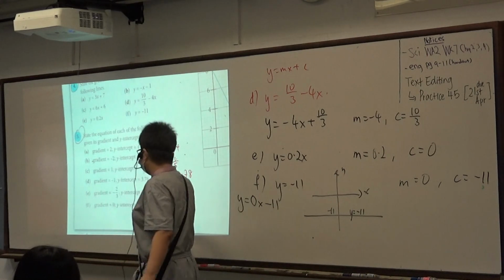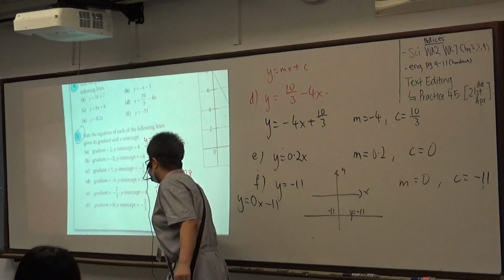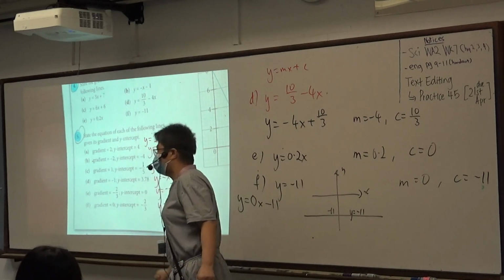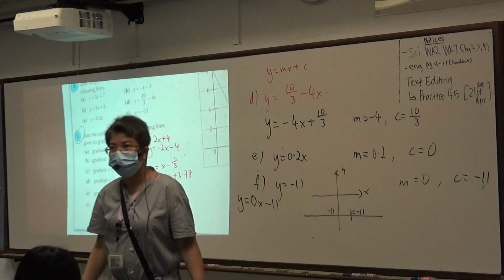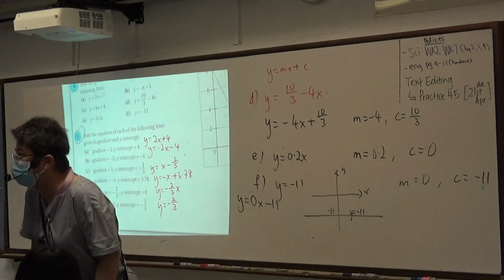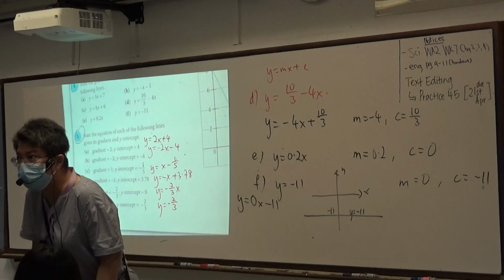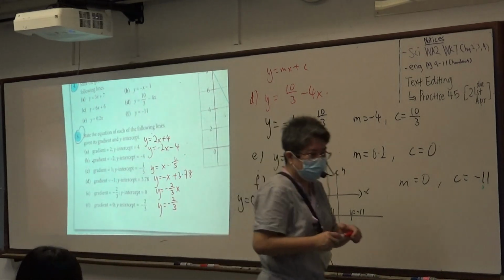Part F, actually, what's the answer? y equals to negative 2/3, right? Because the gradient is 0. Can everybody understand what I'm talking about here? Yes or no? Yes, okay, very good.